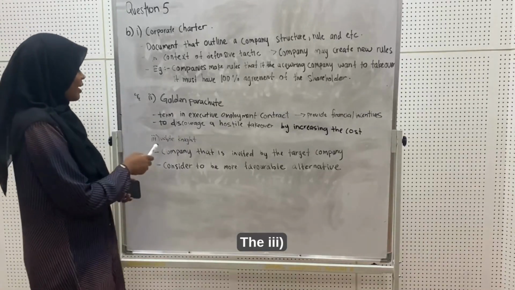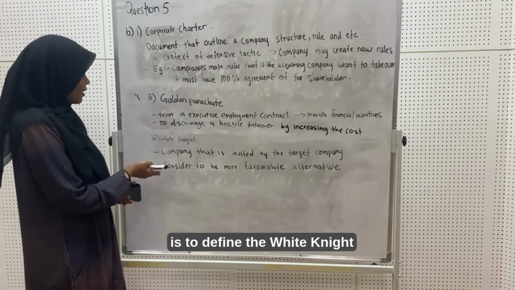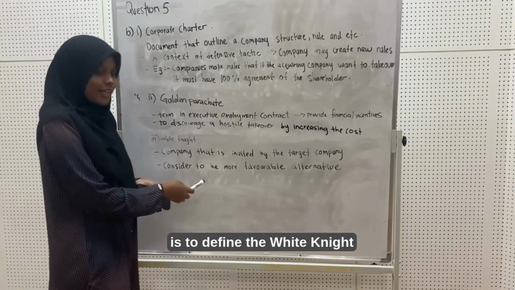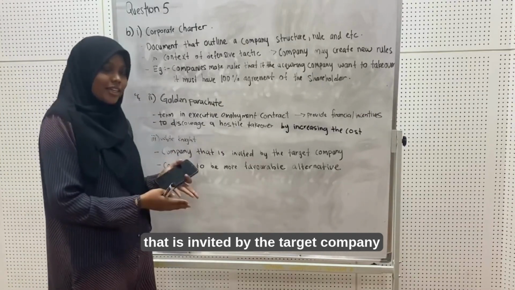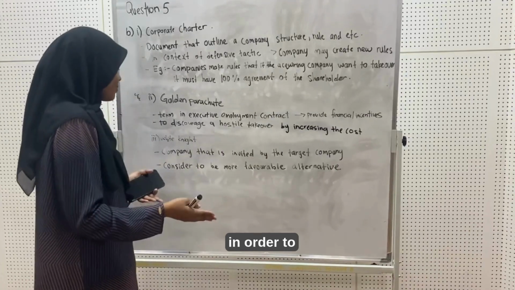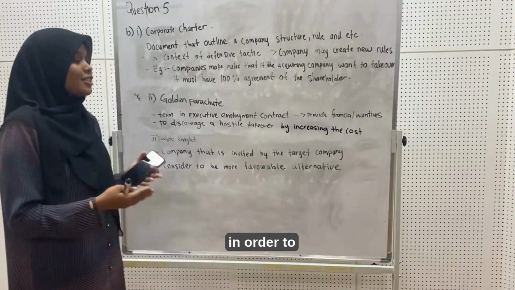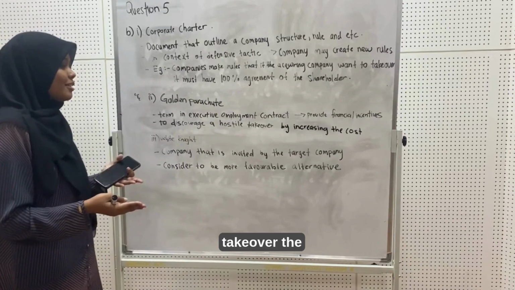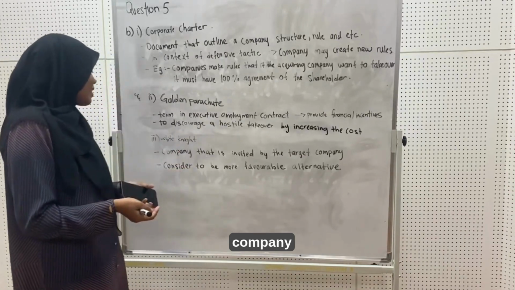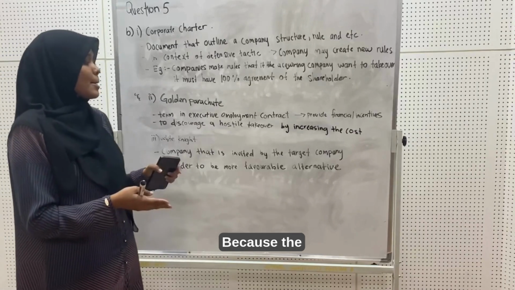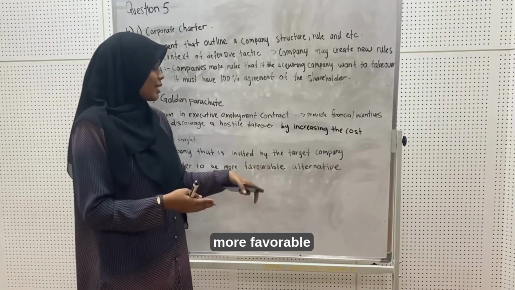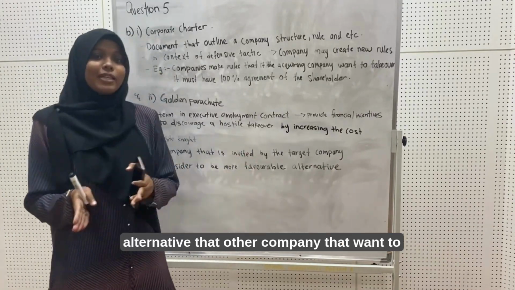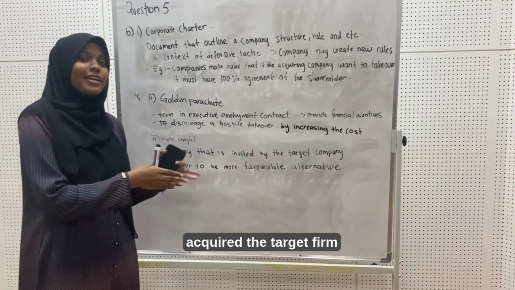The last one, Roman 3, is to define the white knight. The white knight is a company that is invited by the target company in order to take over the company, because the company is considered to be a more favorable alternative than other companies that want to acquire the target firm.